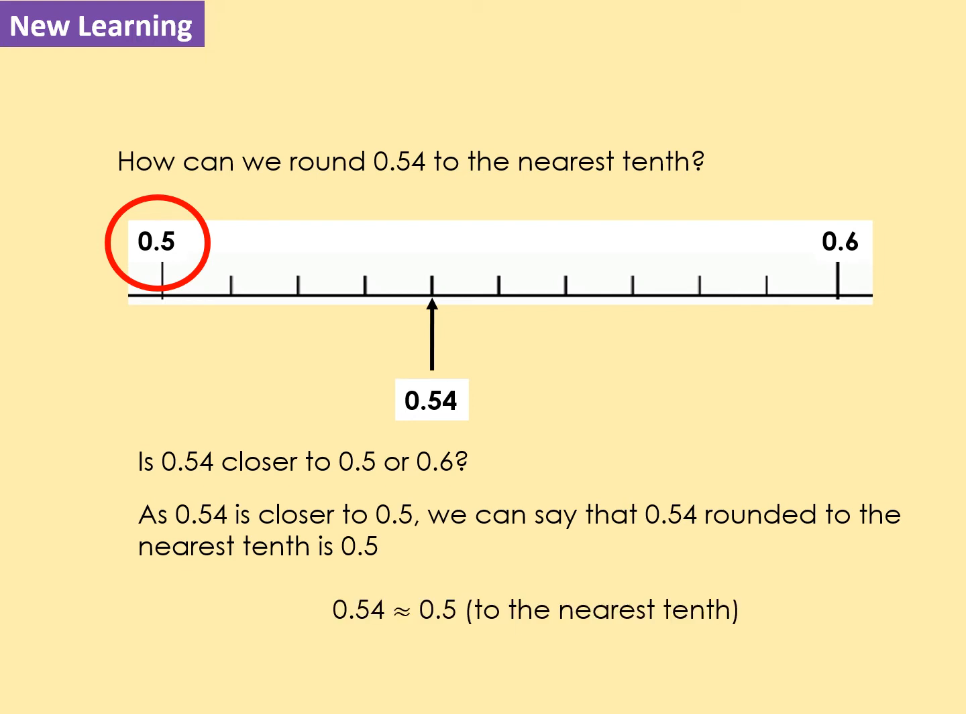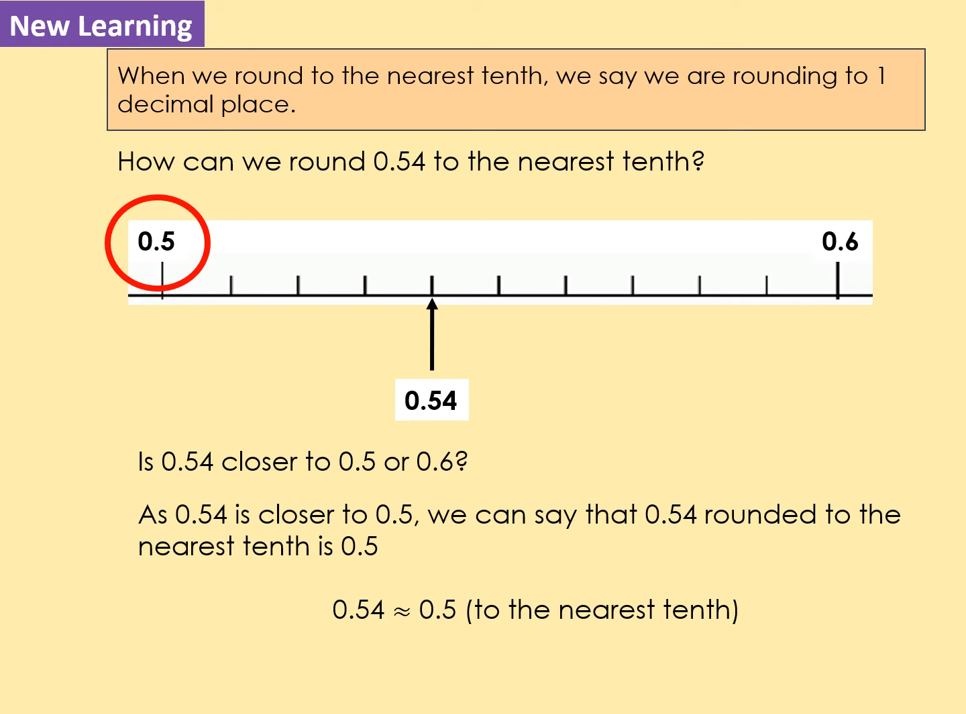So 0.54 is approximately, this squiggly equal sign means approximately, 0.5 to the nearest tenth, or to 1 decimal place. So key bit of information: when we round to the nearest tenth, we are rounding to 1 decimal place.